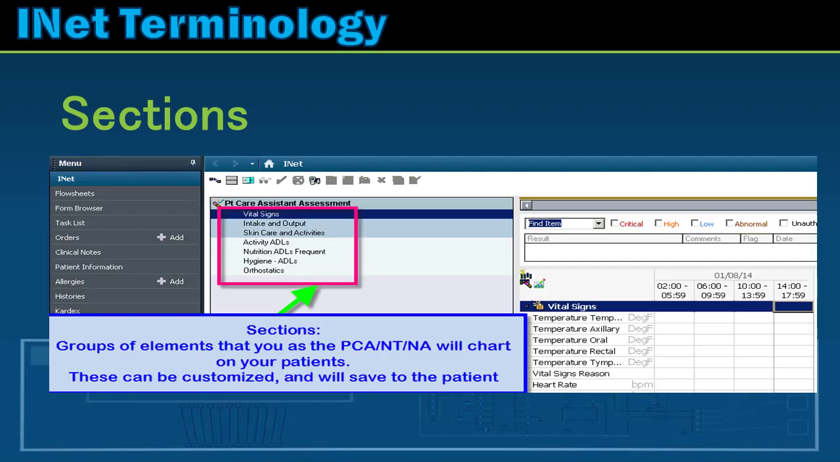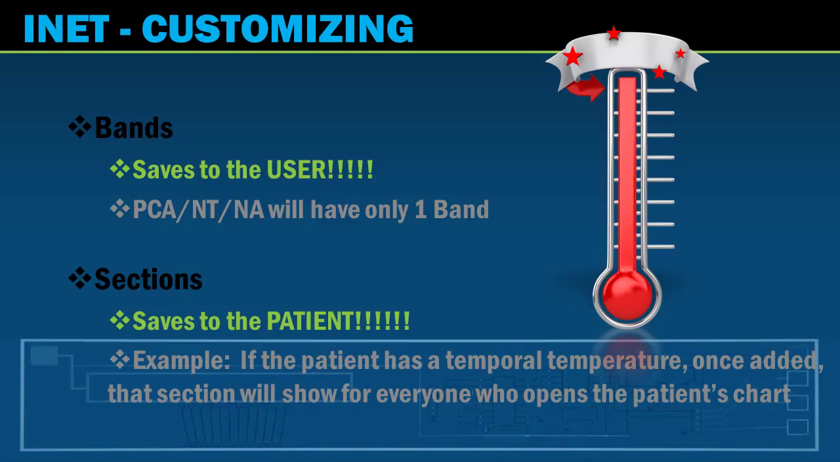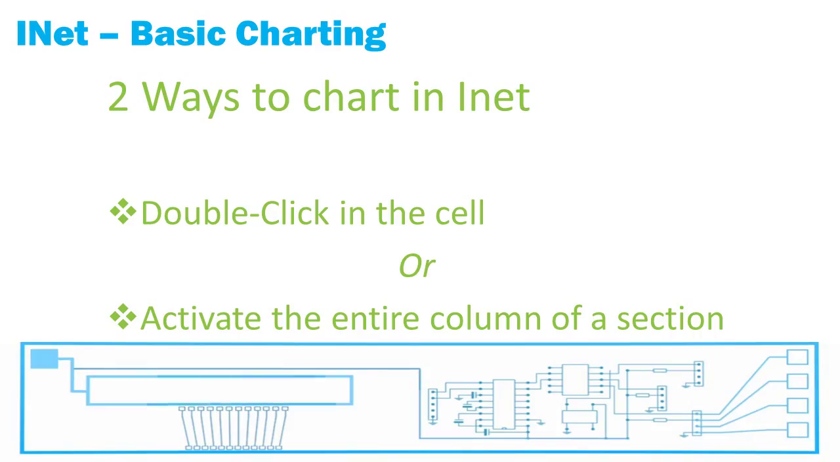Within that band, there are different sections. There's the vital signs section, the I&O section. You can see the different sections listed there. As you chart, the sections are customized and they save to the patient. Again, the bands save to the username, so as a nurse aide, nurse tech, PCA, you only have one band, whereas the sections save to the patient. So if the patient has a temporal temperature, once it's added, that section will show for anyone who opens the patient's chart, they can see that documentation occurred within that section.